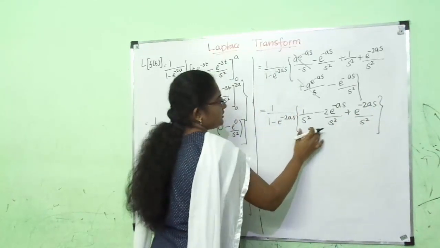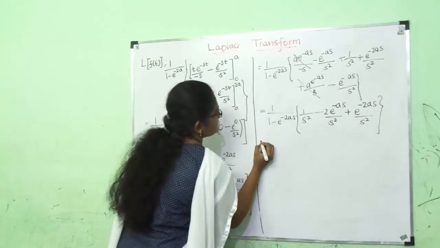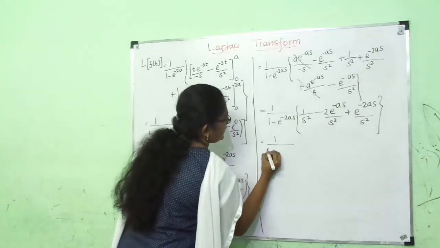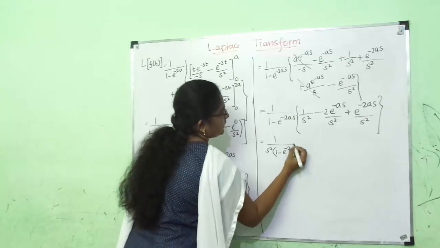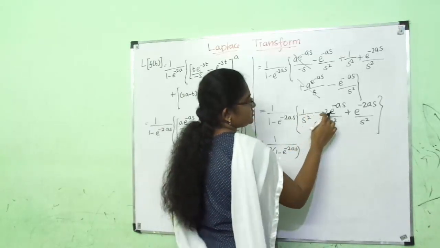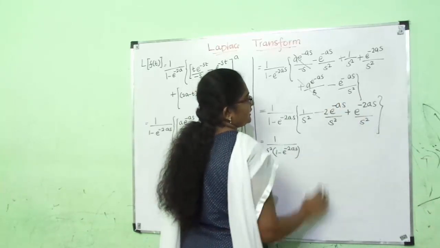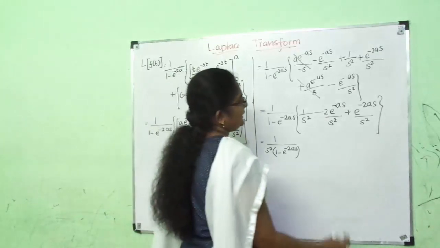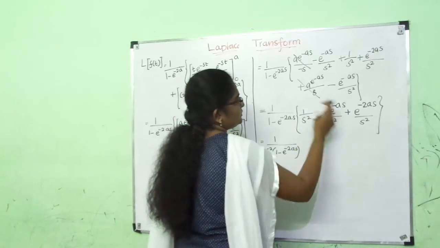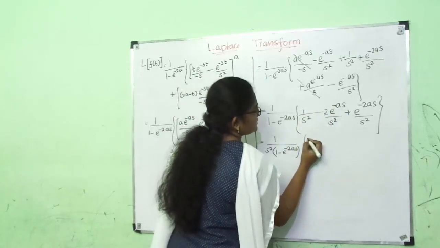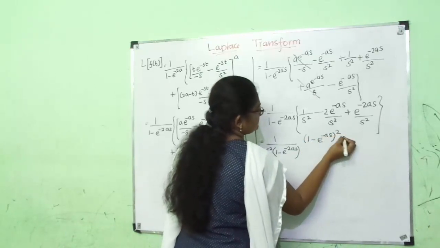Look at here, 3 of the terms have the common denominator, so let us take this constant outside, 1 by s square into 1 minus e power minus 2as. Again look at the above, 1 minus 2 e power minus as plus 1 e power minus 2as is of the form a minus b the whole square, that is a square plus b square minus 2ab. So we can write this term as 1 minus e power minus as the whole square.